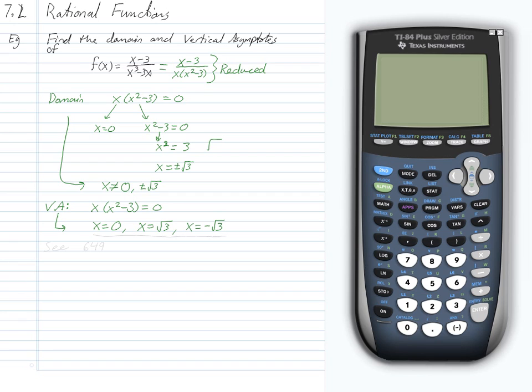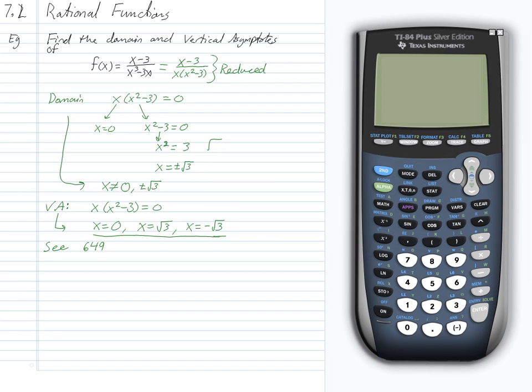This is example C on page 649. So you can get a very nice idea of what the graph of this function looks like and see how each of these vertical asymptotes manifests in the shape of the graph.